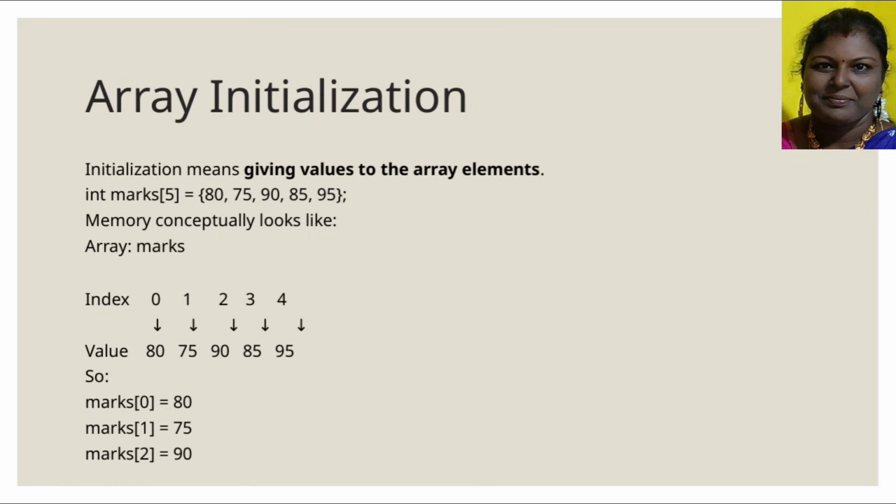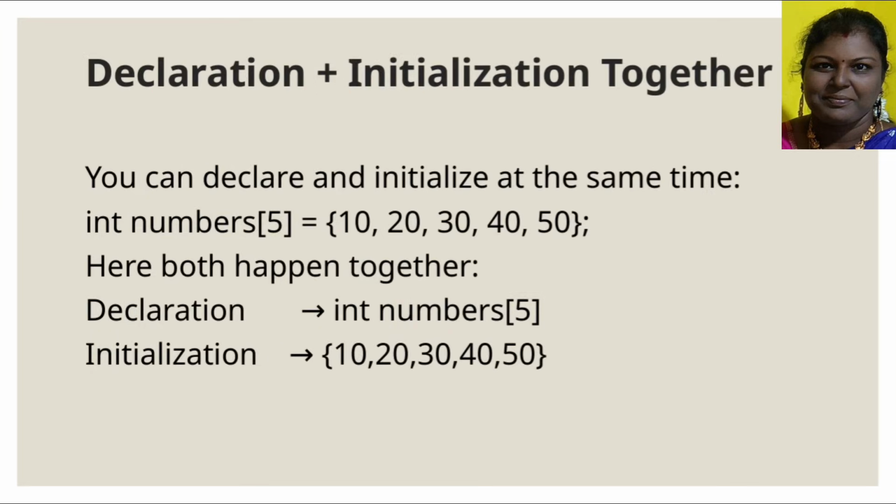Let's look at how we can declare and initialize an array all at once. Here, we create an array called numbers with 5 elements. The declaration is the part where we say what the array is, in this case, 5 integers. The initialization is where we assign values to each element, all in one step. So, we're combining declaration and initialization into a single, clear statement. It's a neat way to set up your array quickly and efficiently.